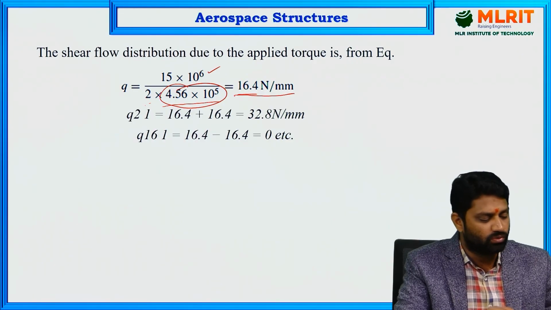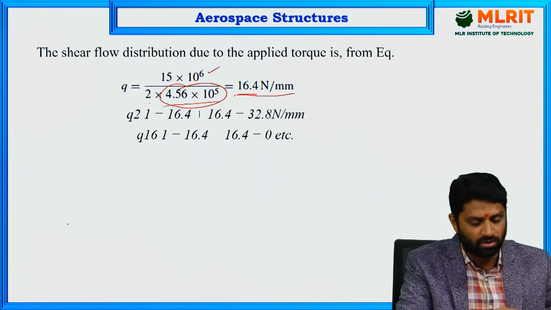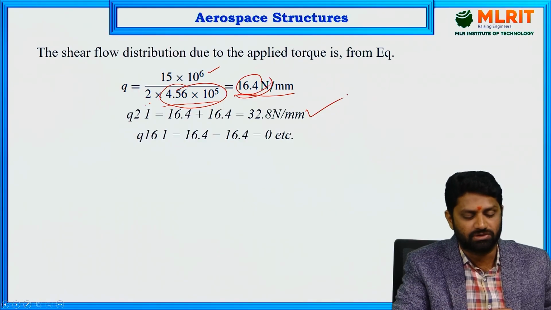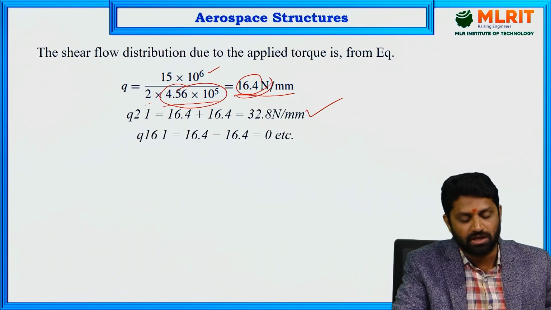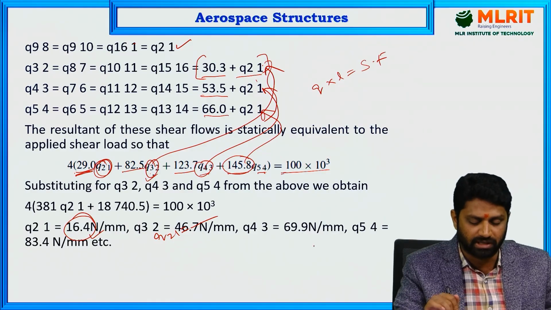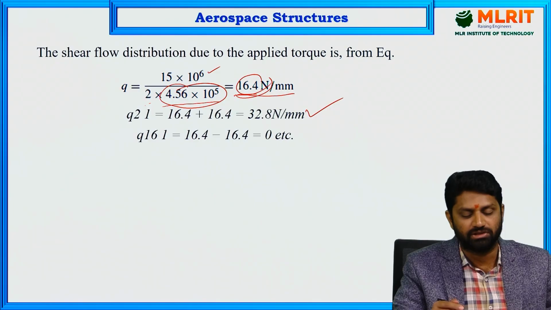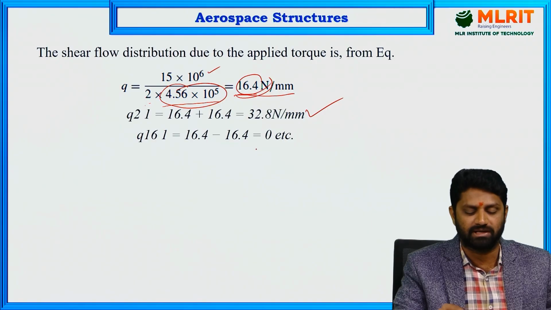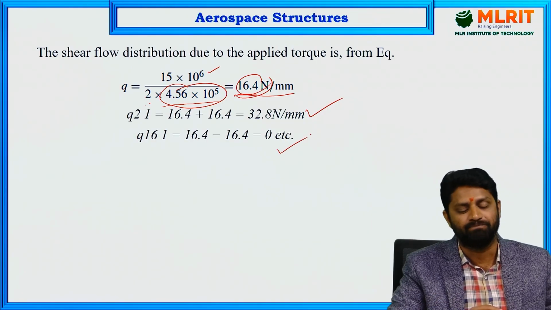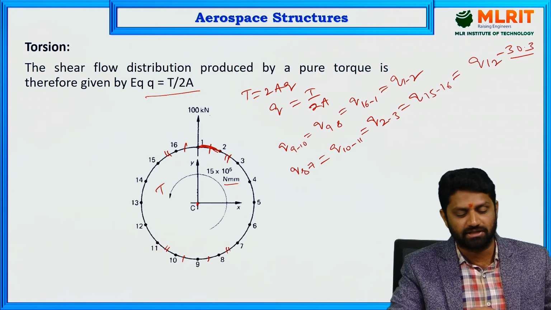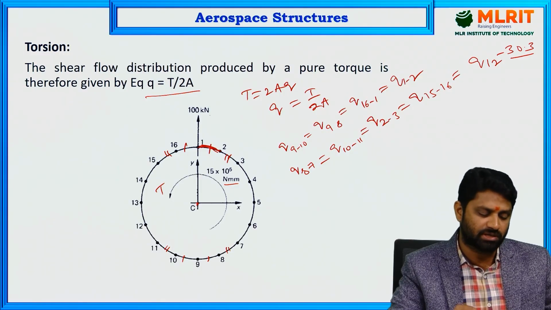Then Q21, what we got from the analysis, is 16.4, and here we got 16.4, which you have to add together, so that Q21 equals 16.4 plus 16.4, which is 32.8 Newton per mm. Like that, you can add 16.4 to all these shear flows, 3, 2, 3, 4, 3 etc., and you are going to get all the shear flows. For the last shear flow, you get 16.4 minus 16.4, which equals 0. So this is how we solve problems on shear flow distribution when they are subjected to torque.